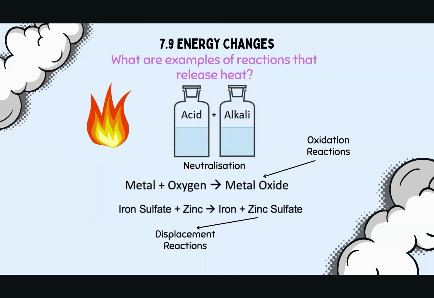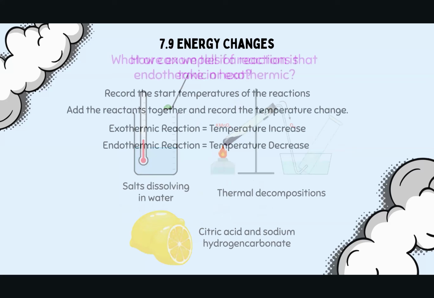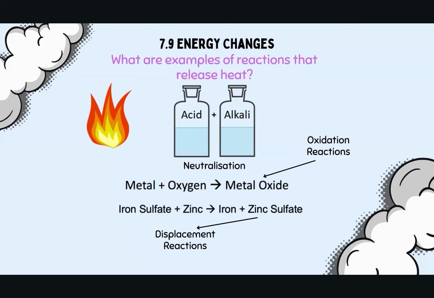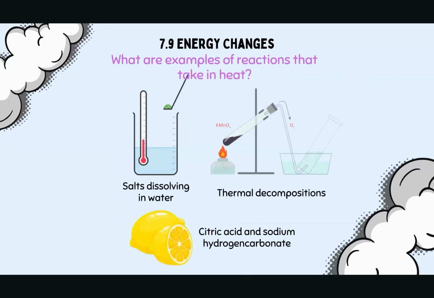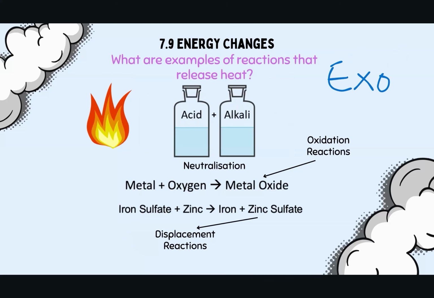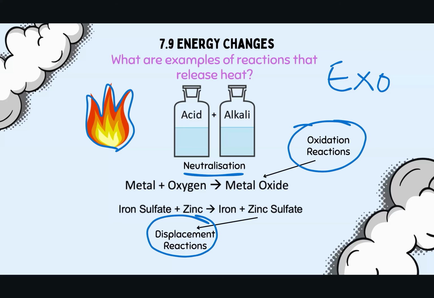Now, when we have reactions, some reactions take energy in, some reactions release energy. So endothermic and exothermic, which we are aware of. So what are examples of reactions that release heat? If something releases heat, what do we call it? Exothermic. If something takes in heat, then we call it endothermic. So these are examples of reactions that release heat. Reacting something with oxygen, so combustion, neutralization. Well, this is similar, but oxidation reactions are reacting things with oxygen. Displacement reactions. All these reactions release heat energy.